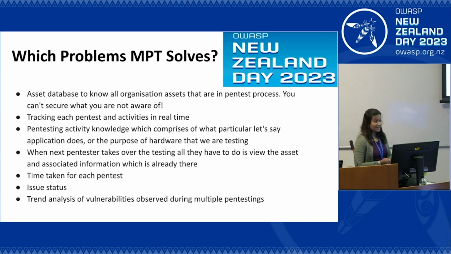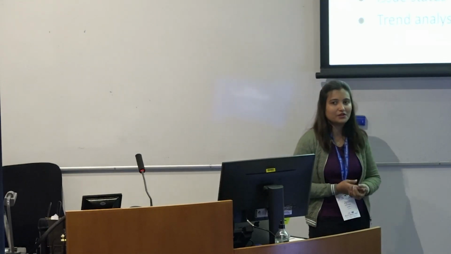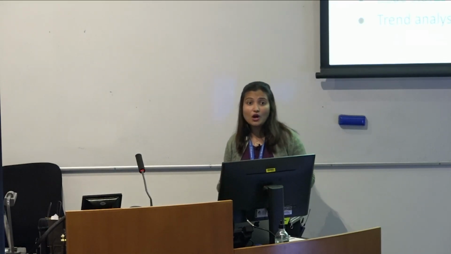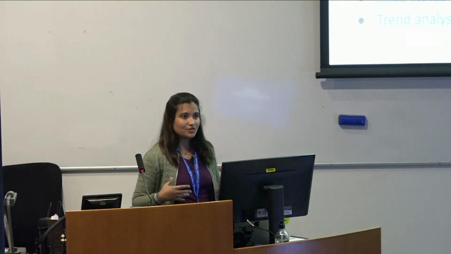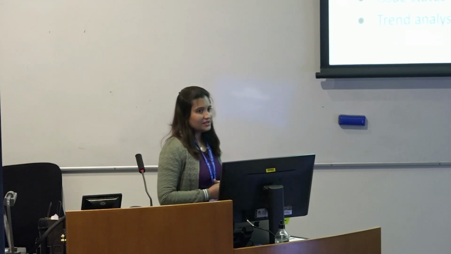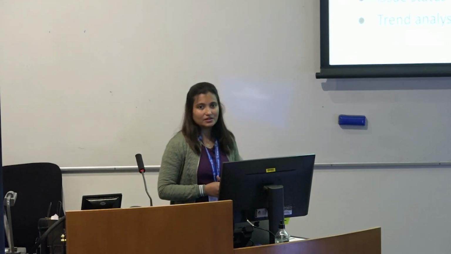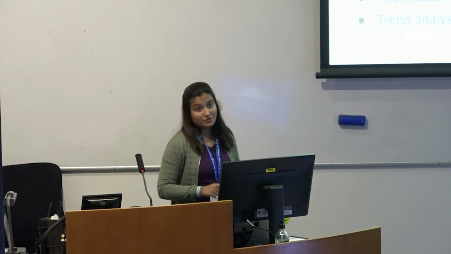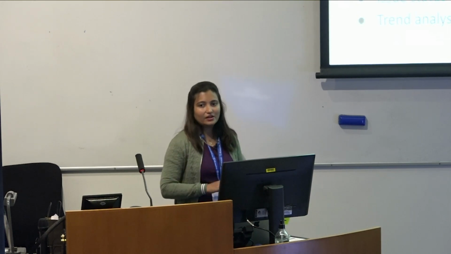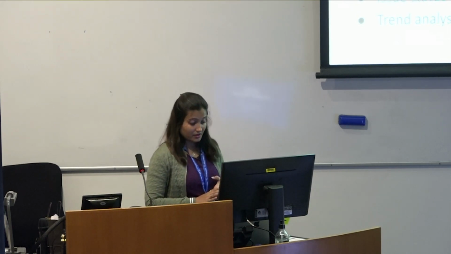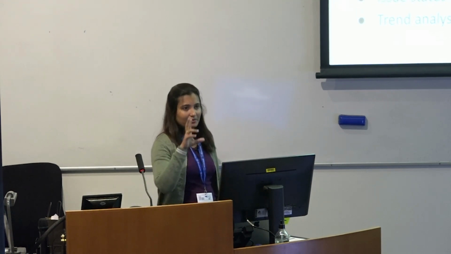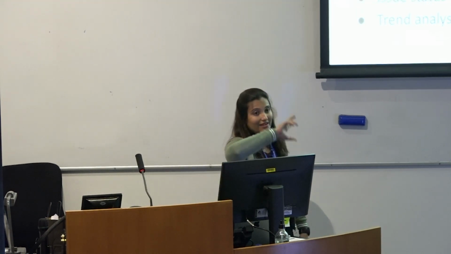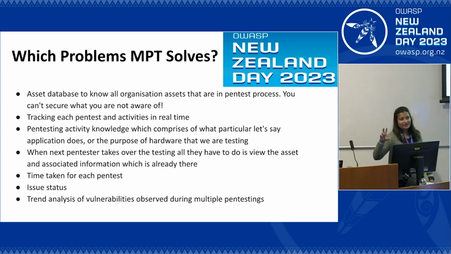Time taken for each pen test: when you're putting senior resources, junior resources, or a combination of both, you know how time is being spent on a particular pen test. You could manage your resources better. Issue status: your current issue status, whether it is fixed, in progress, not even being looked at, or not even considered. Trend analysis of vulnerabilities observed during multiple pen tests. Like I was mentioning, I want to analyze which kinds of vulnerabilities we are recently seeing.